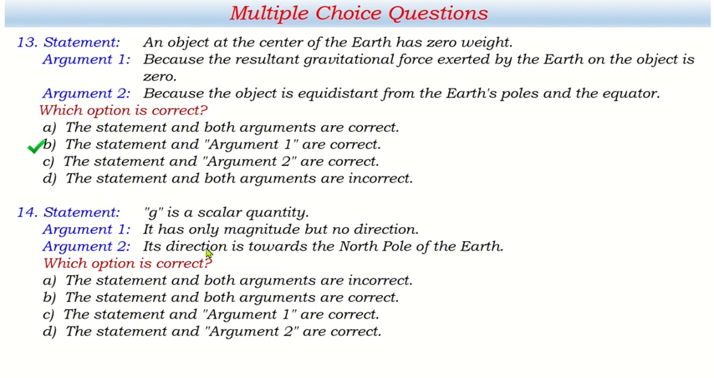Okay, let's have 14. Statement: g is a scalar quantity. No, this is incorrect because g is a vector quantity. Argument 1: it has only magnitude but no direction. No, this is also incorrect because this is a vector quantity. Argument 2: its direction is towards the center of the earth. Its direction is towards the north pole of the earth. This is also incorrect. It means the statement and both the arguments are incorrect. So we have to select the option: the statement and both the arguments are incorrect. Yes, this is the correct option.